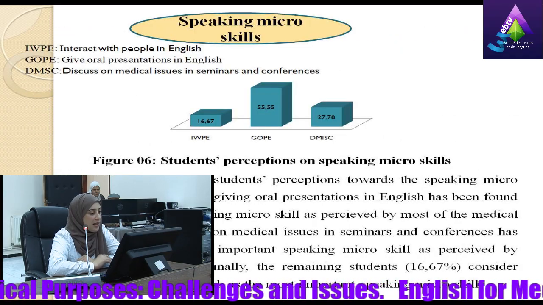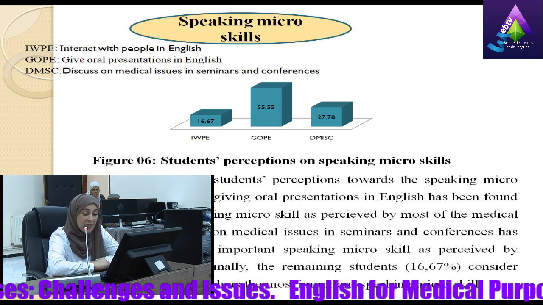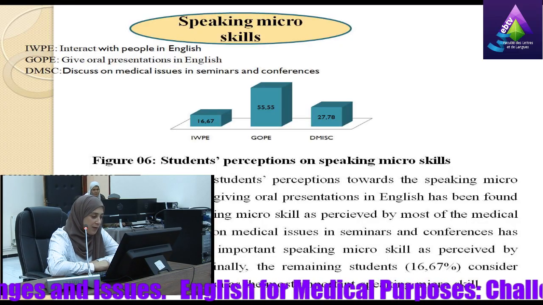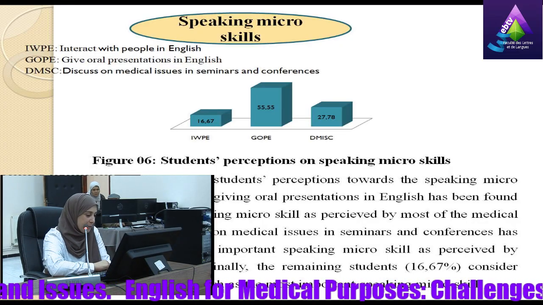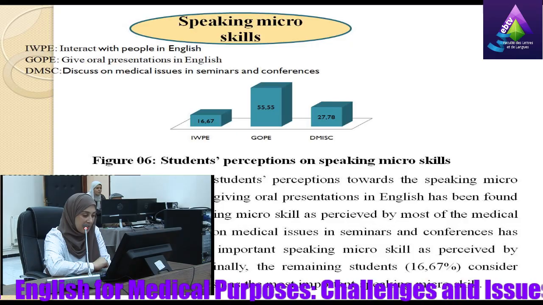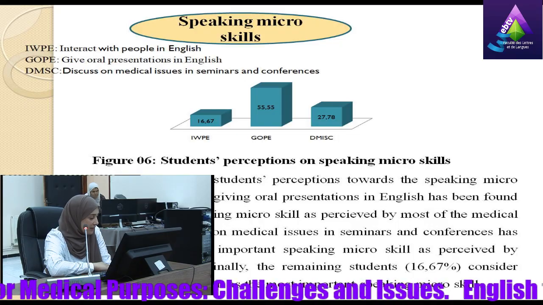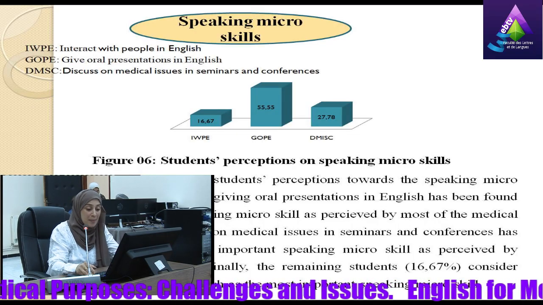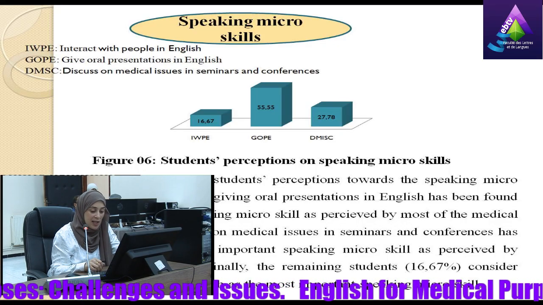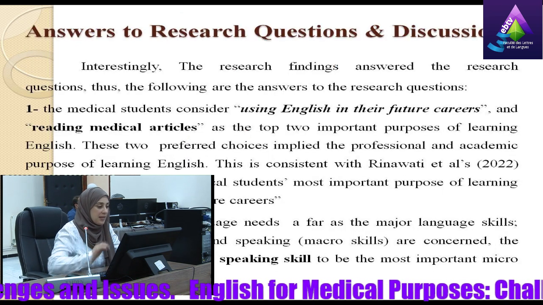We go to the last sub-skill, that is the speaking sub-skill. The results showed that giving oral presentations in English has been found to be the most significant speaking micro skill, as perceived by most of the participants, that is 55.55%. Discussing medical issues in seminars and conferences has been found to be the second important micro skill, as perceived by 27.78% of the respondents. Finally, the remaining students, that is 60.67%, consider interacting with people in English as the most important speaking micro skill.